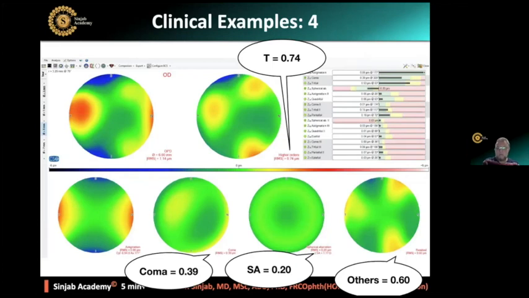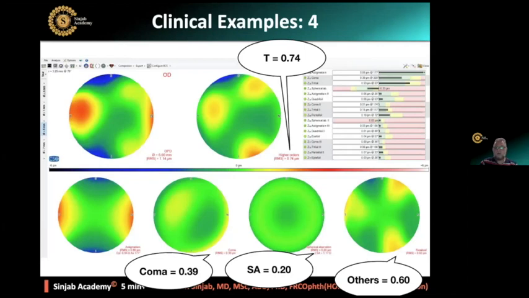Now, it gives as well the coma alone, it gives the spherical aberration alone, and it gives others called residual, which means trefoil and the others going down in the Zernike. So it is not only trefoil. Residual does not mean trefoil. It means all others. Okay.